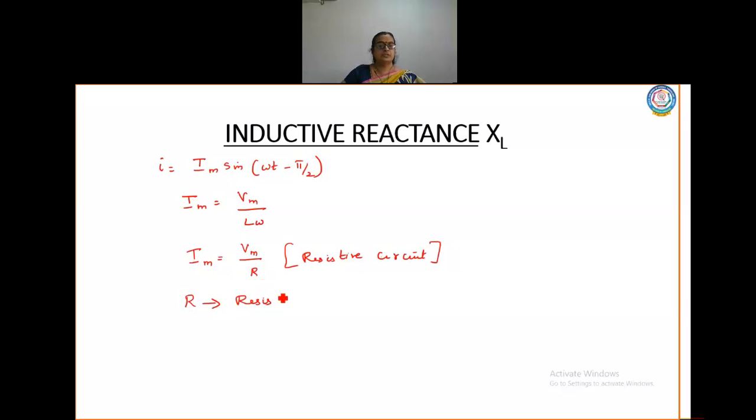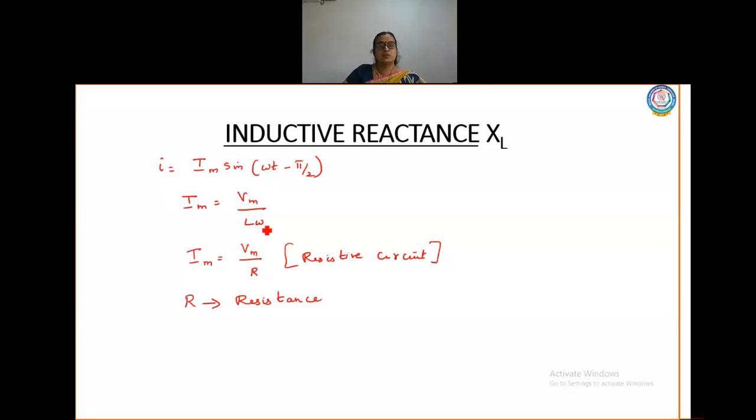Hope you are all familiar with all these things. I just wanted to recall. R represents resistance, with respect to a resistive circuit. Now when I compare this value of R to the value of current in this inductive reactance, this L omega plays the role of the resistance in the resistive circuit. Yes or no? Here in the numerator you have the same value, which is Vm, but in the denominator this L omega plays the role of the resistance in a resistive circuit.